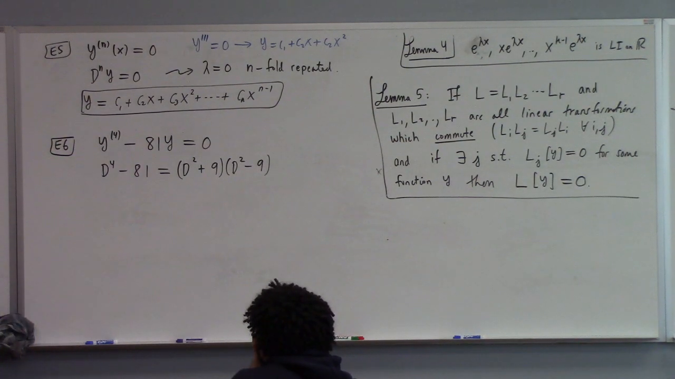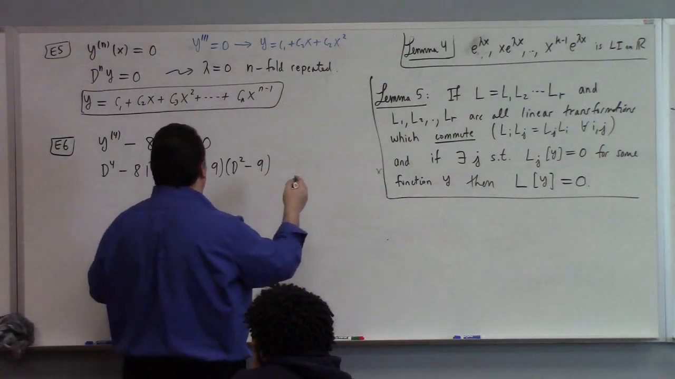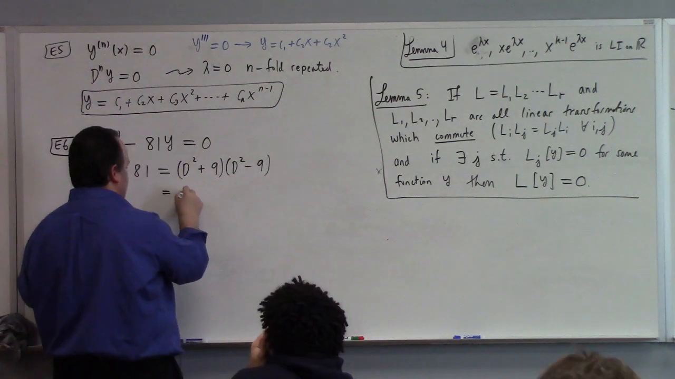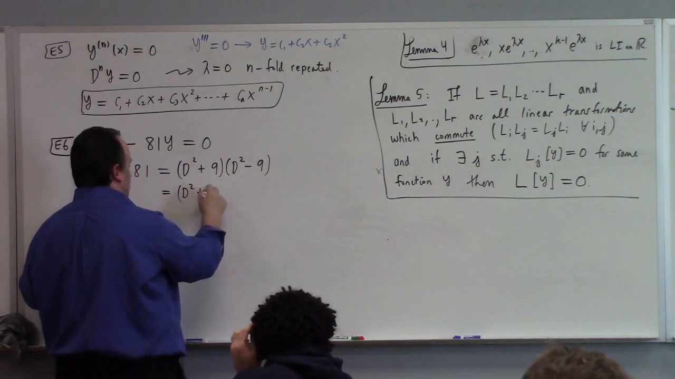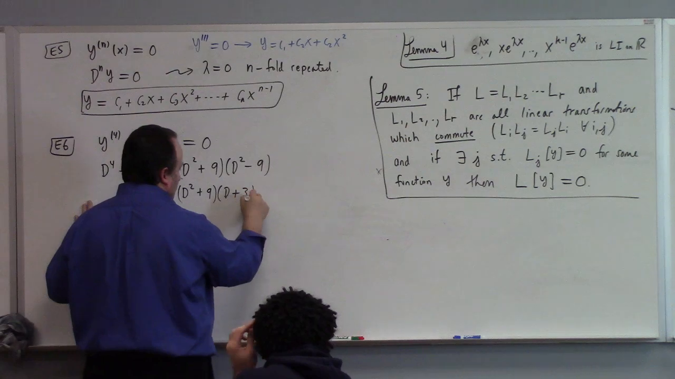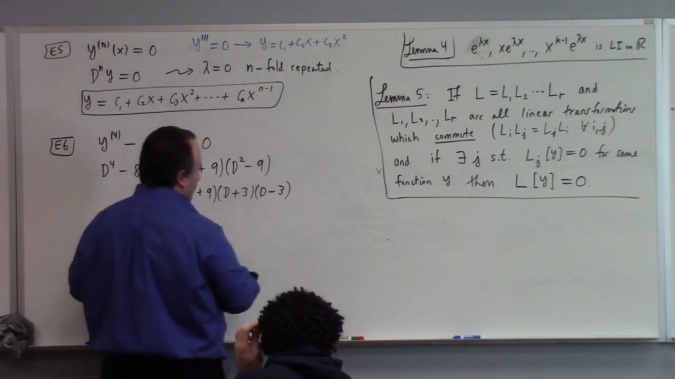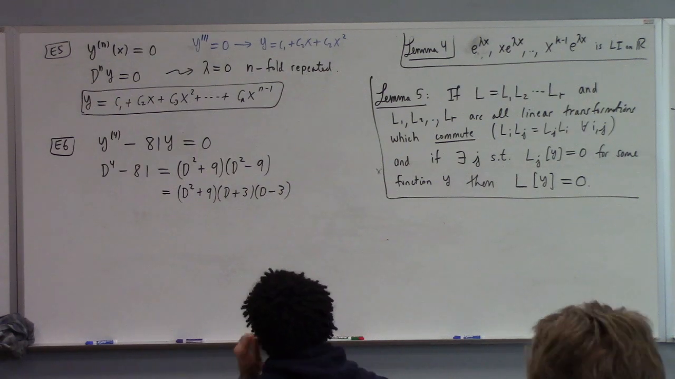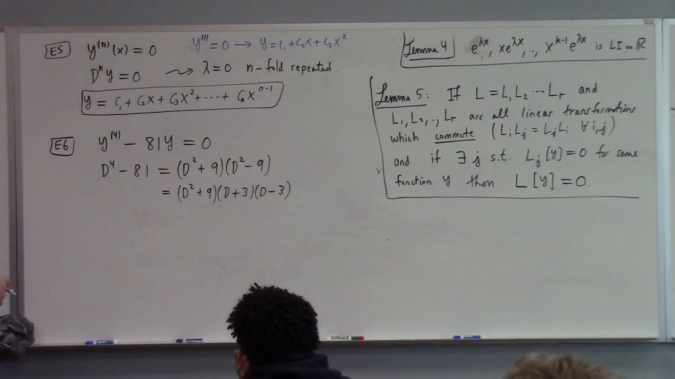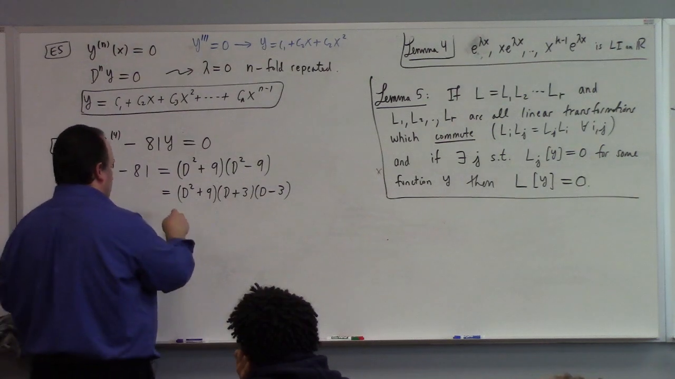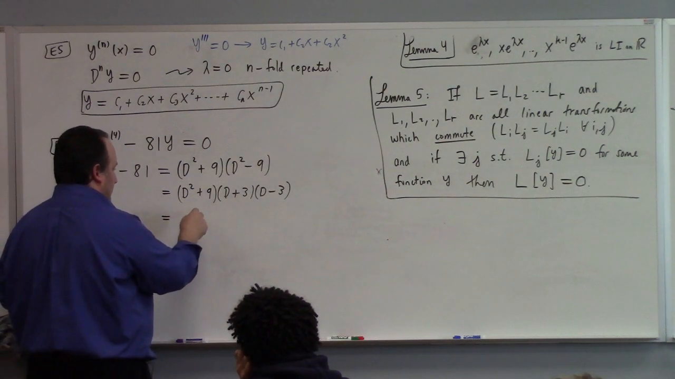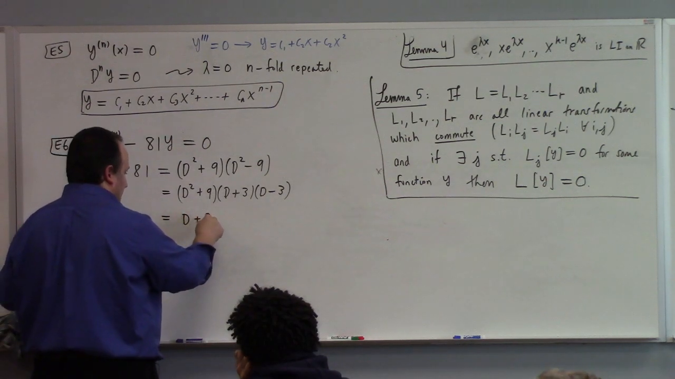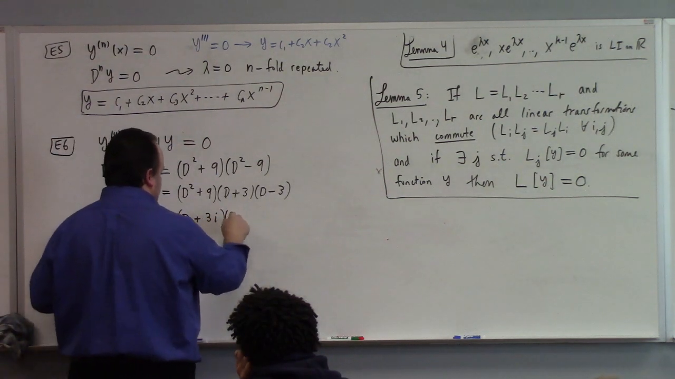I think maybe I owe you guys one more lemma. I'm starting to feel bad about not putting one more lemma in. I'll get to it in a second, though. So this is D squared plus 9 times D plus 3 times D minus 3, right? Okay, so I guess I'll do it this way at the moment since I don't have my lemma yet. D squared plus 9 I can factor as D plus 3i times D minus 3i.